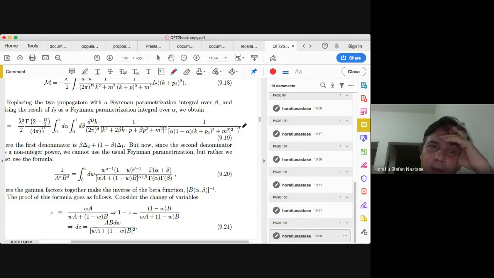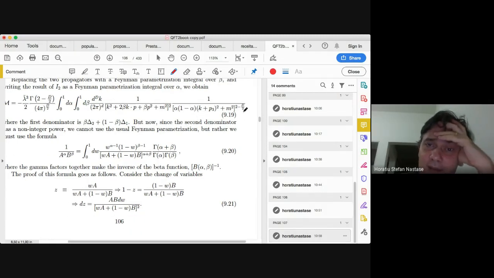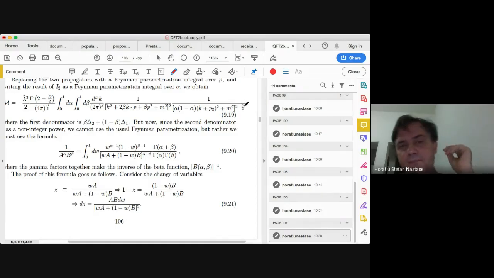So now there's a problem. Now I cannot use again a Feynman parameterization like I would do before if I had the product of 1 over some propagator squared times 1 over some other propagator squared. Then I simply write one more Feynman parameterization. But since this is a non-integer power, I cannot do this. So I have to do something else.